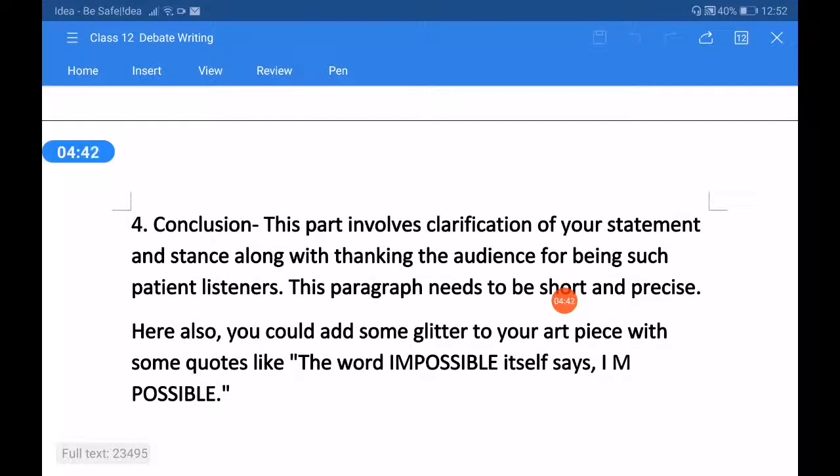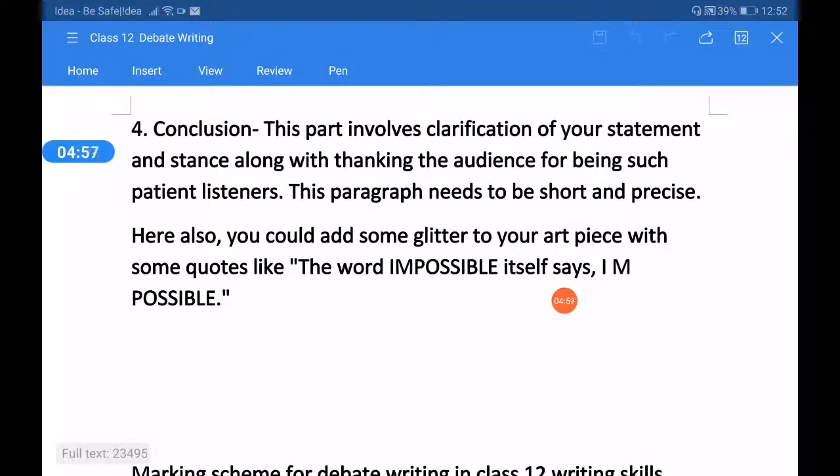Finally, there is conclusion. This part involves clarification of your statement and ends with thanking the audience for being such patient listeners. This paragraph needs to be short and precise. Here also you could add some glitter to your art piece with some quotes like, the word impossible itself says I am possible.